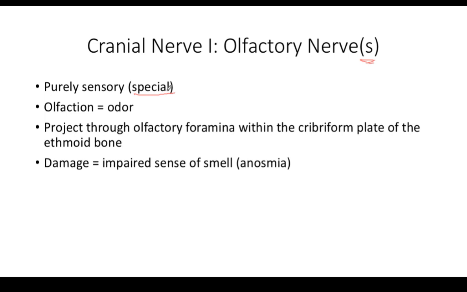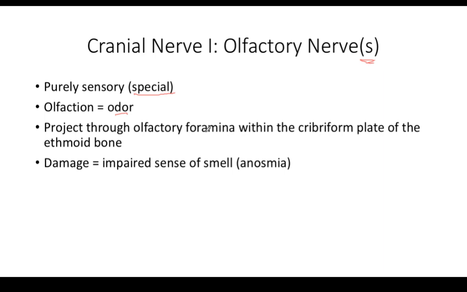Same thing with olfaction. When we're dealing with olfaction, there's a lot of epithelial tissues and mucosal secretions that support how these nerves actually work. So basically, when you think special senses, these are nerve endings that are embedded within a lot of tissues that help them do their job. And as I mentioned, olfaction and odor. They project through what are called the olfactory foramina of the cribriform plate.